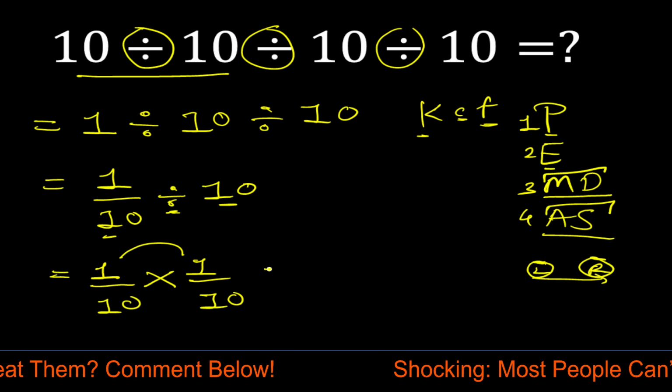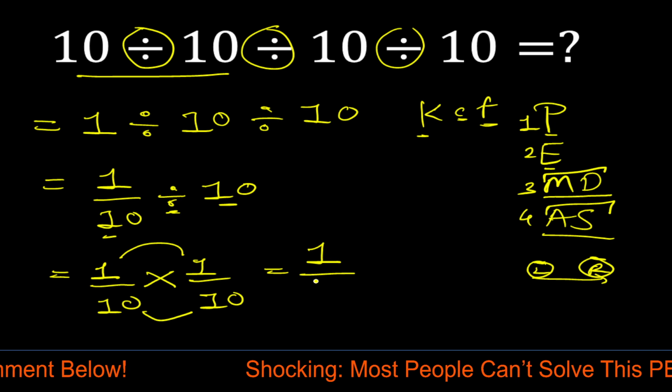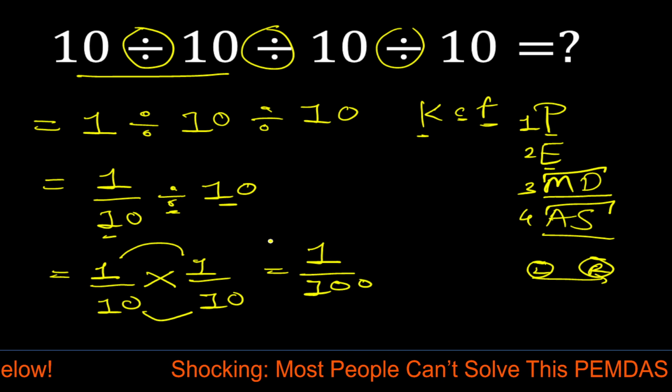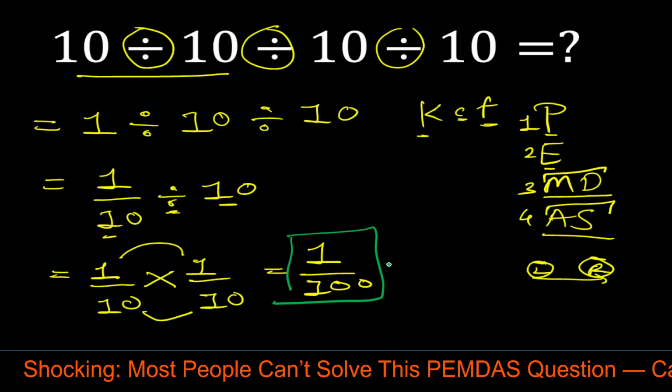Now 1 times 1 is equal to 1. Then 10 times 10 is equal to 100, right? So the correct answer is 1 upon 100.